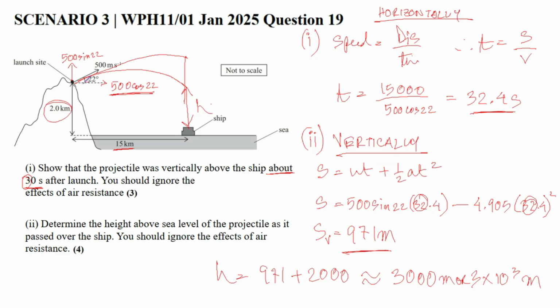So if this is your origin, this is the vertical displacement, because you always consider the vertical displacement from the origin. And on top of this vertical displacement, you have to add this 2 kilometers to get the total height above the ship. So like I said, this was the trickiest projectile motion question ever.